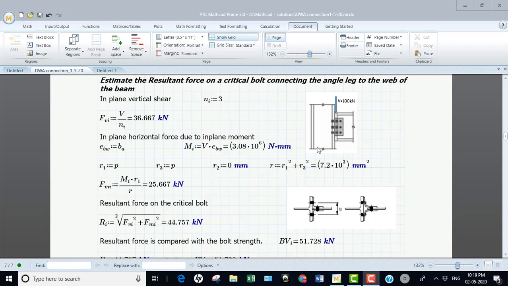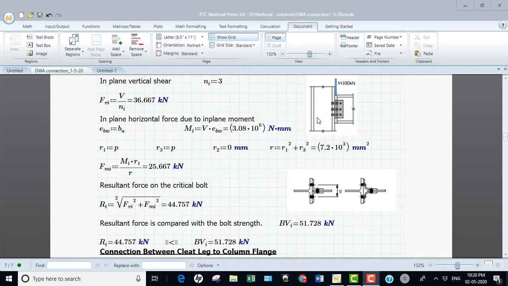That means under in-plane rotation, the farthest bolt is subject to a maximum force of this much. This magnitude is less than your bolt capacity. Therefore, this bolt group is safe to take this reaction, by which we conclude that the connection of the cleat to the web is safe.